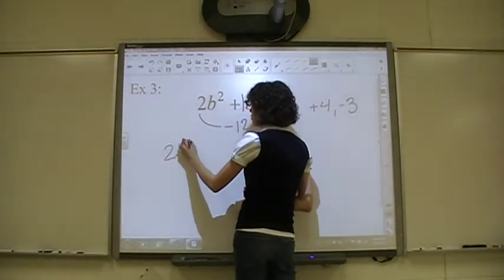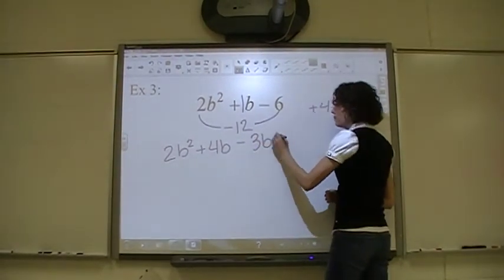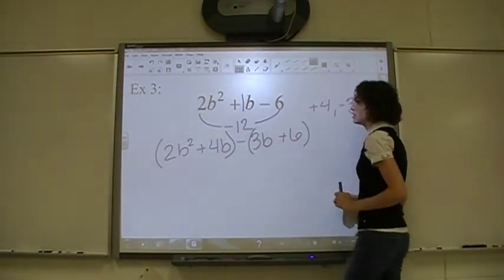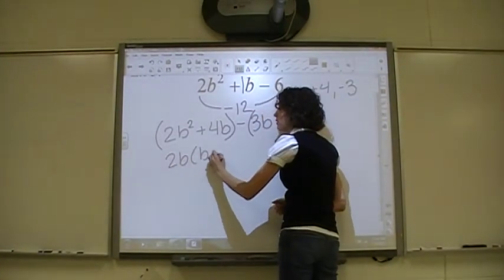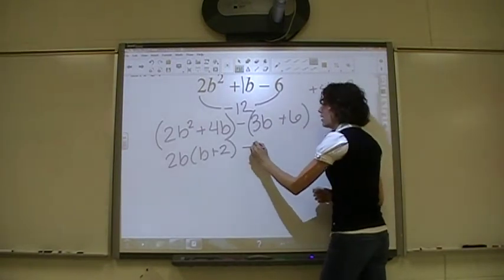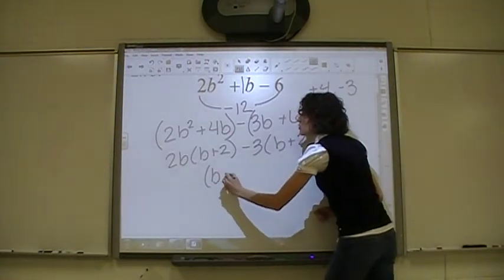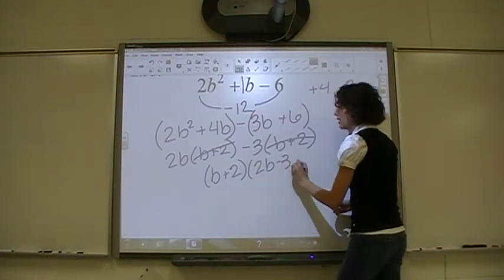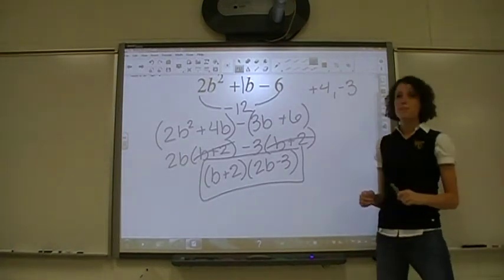You've got 2b squared plus 4b minus 3b minus 6. Group. That minus sign changes the sign behind it. So you can factor out a 2b, and we're left with b plus 2. Now you can factor out a 3 out of negative 3b minus 6, and you're left with b plus 2. You see b plus 2 twice, so those cancel out, and you're left with 2b minus 3, which is your final answer: b plus 2 times 2b minus 3.